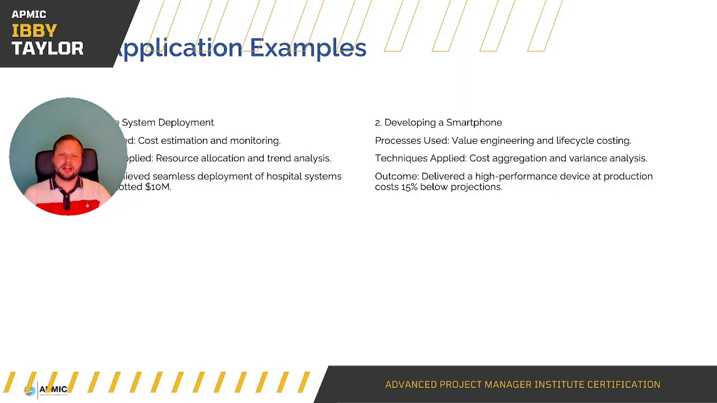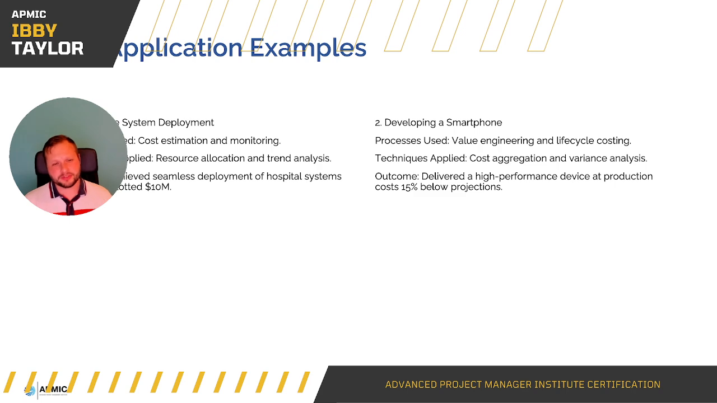Now applications, again, I'm not going to go through all of these. We'll have a look at the first one together. And then when you go through, think about the cost implications. Think about the cost management that's happened within these examples and try and understand it. So you've got a healthcare system deployment here. Processes used is cost estimating and monitoring. Techniques that were used is resource allocation and trend analysis.